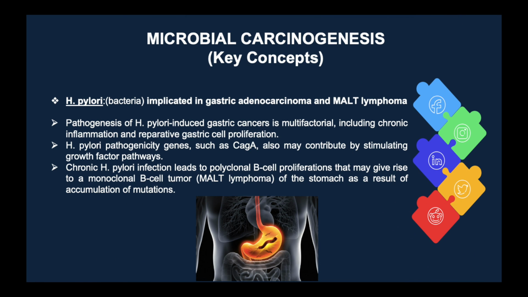Helicobacter pylori is also implicated in gastric adenocarcinoma and MALT lymphoma. The pathogenesis of H. pylori-induced gastric cancers is multifactorial, including chronic inflammation and reparative gastric cell proliferation. H. pylori pathogenicity genes, such as CagA, may also contribute by stimulating growth factor pathways. Chronic H. pylori infection leads to polyclonal B-cell proliferation that may give rise to a monoclonal B-cell tumor, or MALT lymphoma of the stomach, as a result of accumulation of mutations.